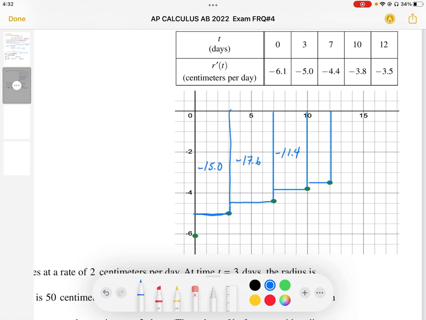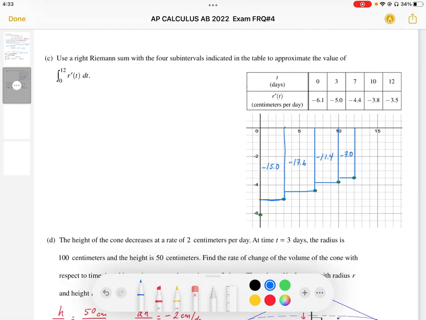And then finally, my last rectangle here has a width of 2 and a right edge height of negative 3.5. So that's going to give me negative 7.0. Just make sure of your heights here and your areas. So these are my four areas.